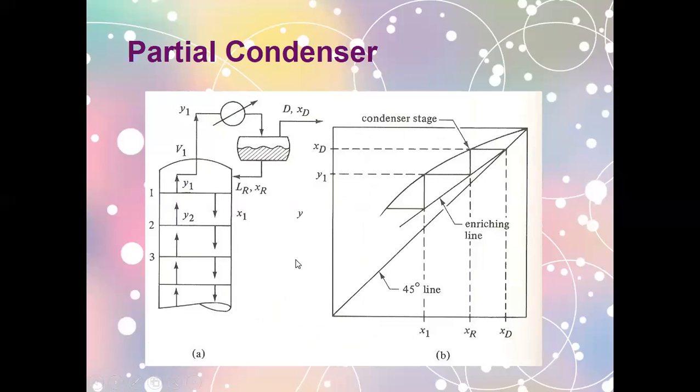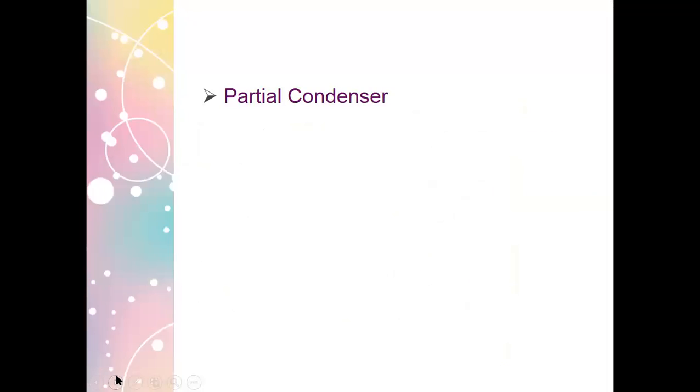Now, what about the partial condenser? What about this partial condenser? If it's a partial condenser, the first step that you do when you use the graphical approach will be the condenser stage. And actually, it's the usual case. So what is this partial condenser?